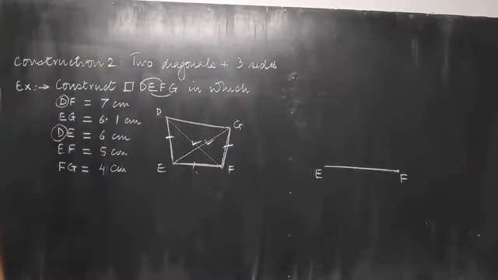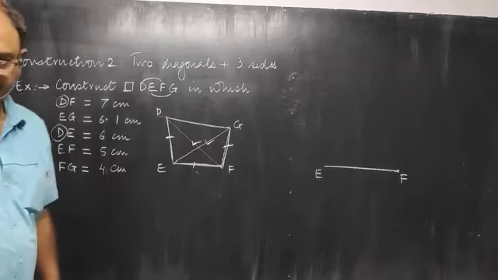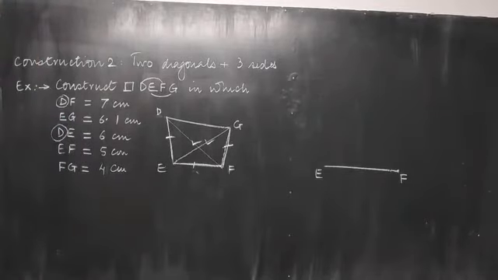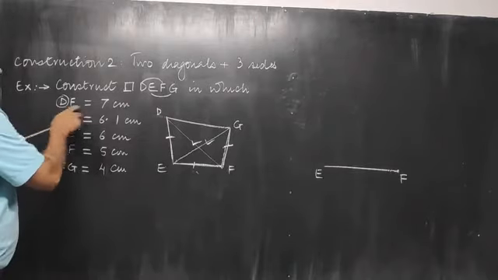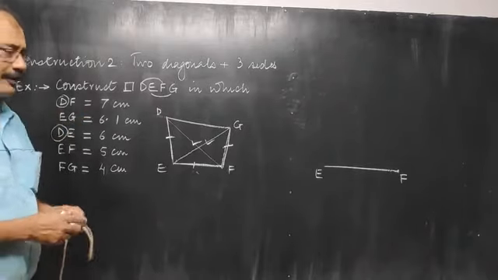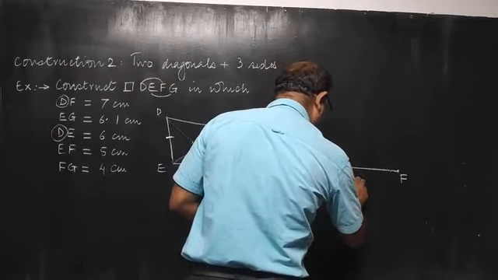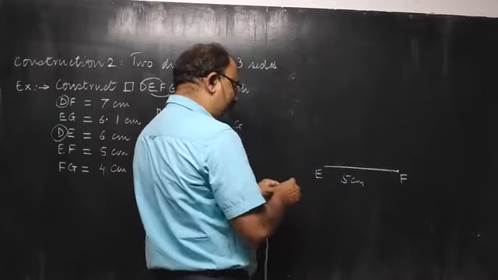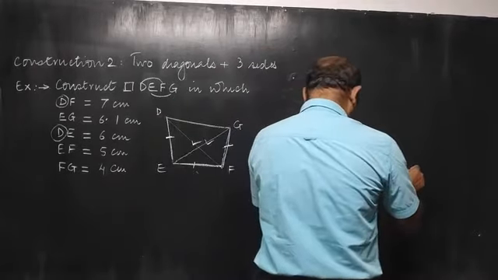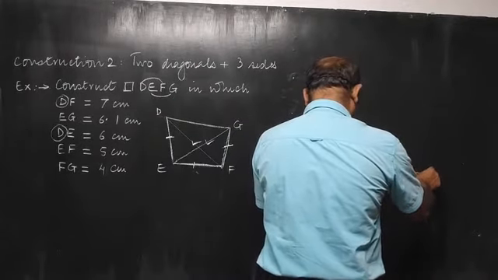Again, the construction is as simple as earlier. Let me get my rounder. Where is my rounder? It is misplaced. It is here. Okay, so the DF distance is 7 centimeters. Now, if the distance I have taken is 5 centimeters, 7 centimeters will definitely be longer. So let me approximately take 7 centimeters as this much distance.